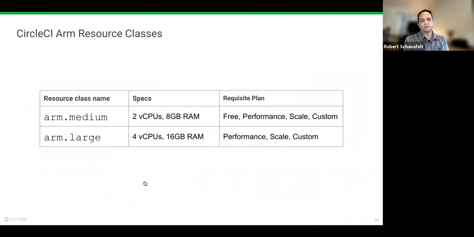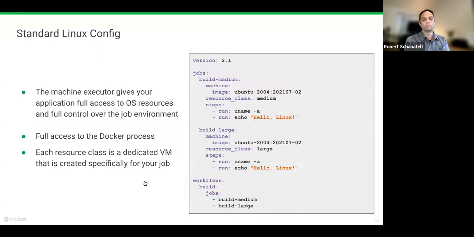And looking at our ARM resource classes, we currently offer 2 resource classes. We have ARM Medium and ARM Large. Medium offers 2 vCPUs and 8 gigs of RAM, and it's available on our free, performance, scale, and custom plans. And ARM Large has 4 vCPUs, 16 gigs of RAM, and it's available on our performance, scale, and custom plans only. So how do you actually use these in a typical configuration?